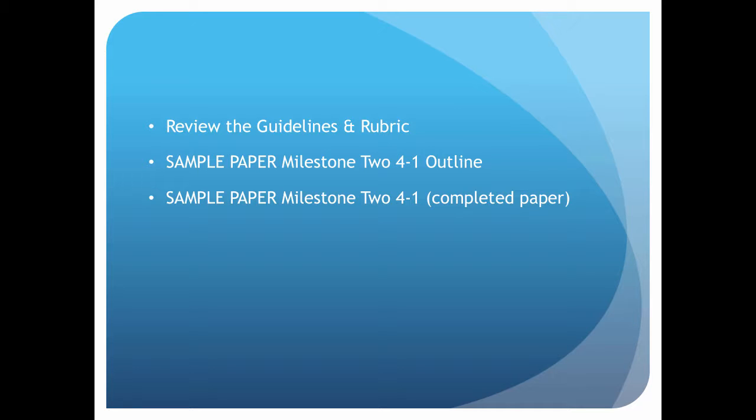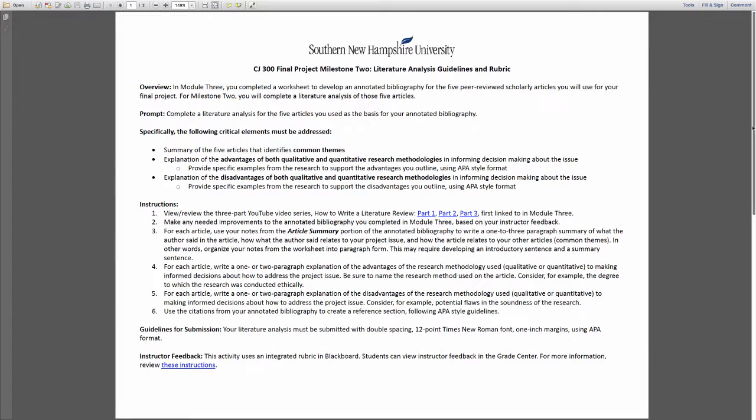They're identical. The difference is the first one where it says outline, I went through the sample paper and matched each portion of it to the requirements of the rubric so you can see where they fit in. The second one is a completed or finished paper so that it all flows. A brief look at the guidelines and rubrics for milestone number 2.